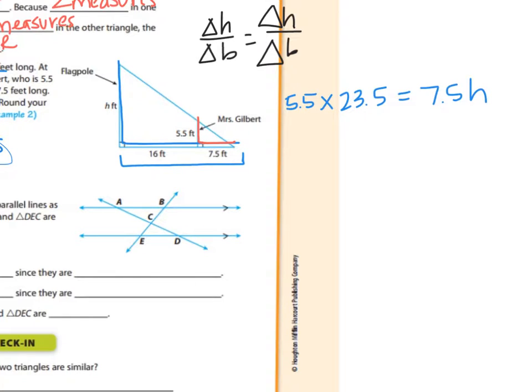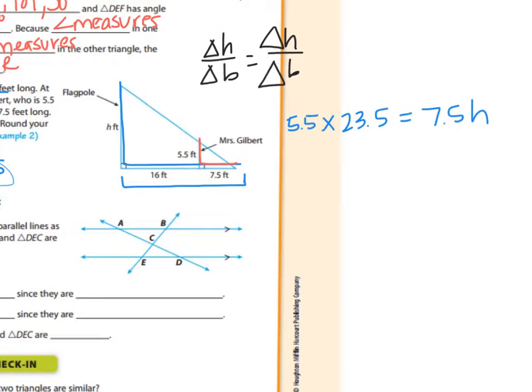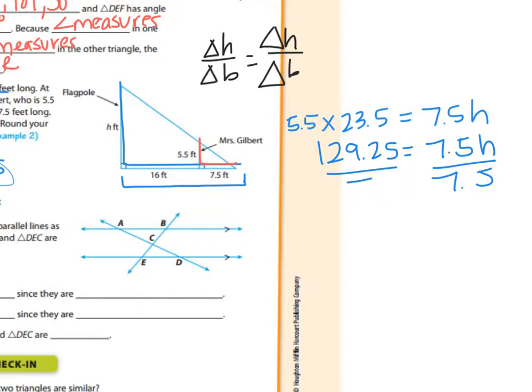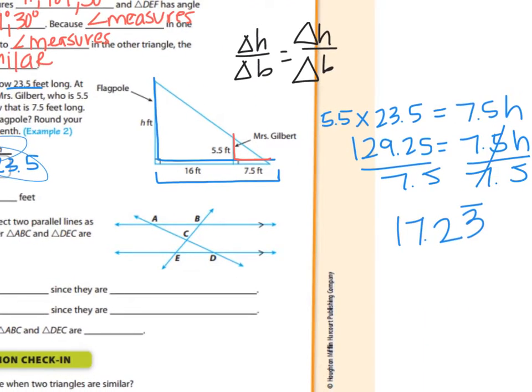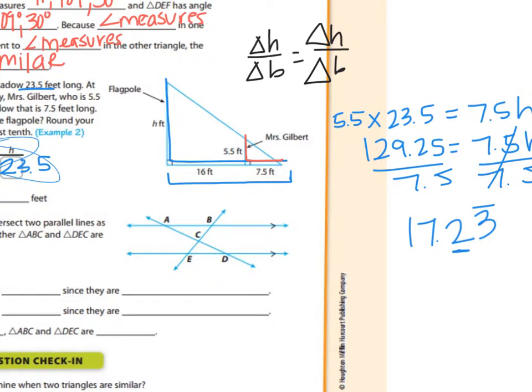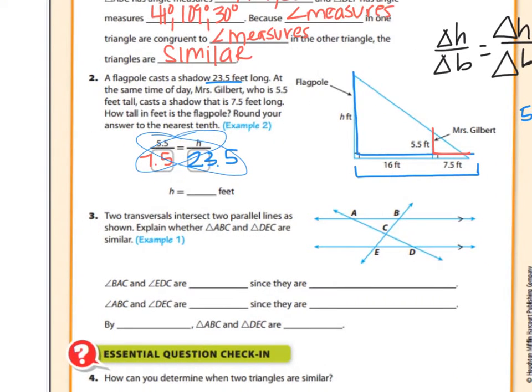So 5.5 times 23.5 equals, let's get my pen here, 129.25, and then that's equal to 7.5 times h. So now we're going to go ahead and divide by 7.5. Divide by 7.5. That cancels those out there, and 129.25 divided by 7.5 is 17.2. It's actually 17.23 repeating, but the question asks us to round to the nearest tenth, so that would be rounding to this place value right here. So 17.2 feet. So we'll go ahead and just write that in here.